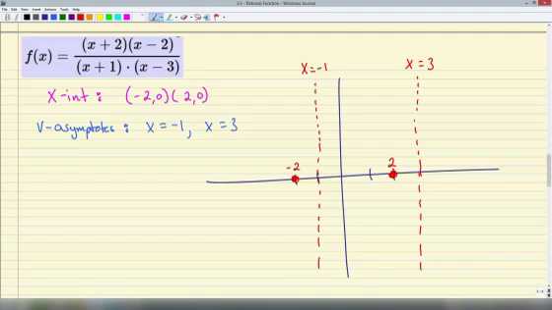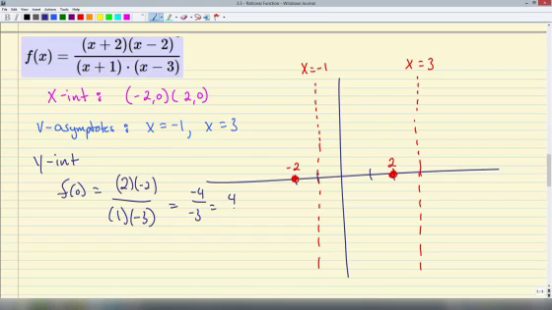The only other thing we need to know is where's the y-intercept, because that kind of gets the ball rolling as to how we're going to sketch this. So to find the y-intercept, we're going to say f of 0, and that's going to be 2 times negative 2 divided by 1 times negative 3. So that's negative 4 over negative 3, which is 4/3. So our y-intercept is positive 4/3.